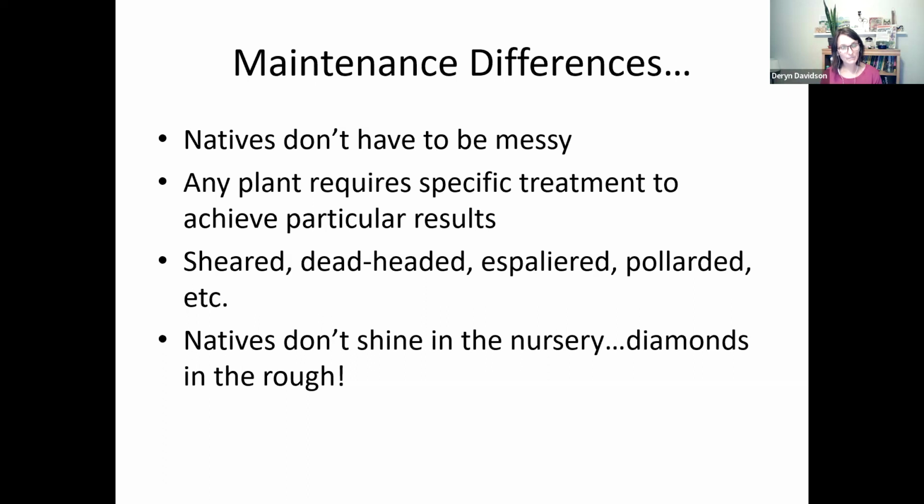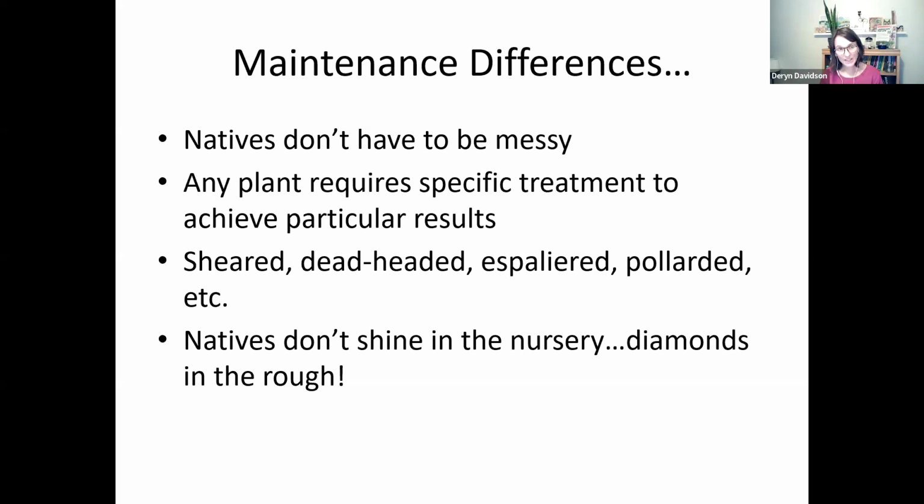I will say native plants don't have to be messy. It depends on your goal. It depends on your aesthetic for your garden. They don't have to be messy. Any plant is going to require specific treatments to achieve a particular result, right? So a native plant can be potentially sheared and deadheaded or exfoliated, whatever it might be. So whether it's native or non-native, they can be somewhat tailored to your desires.